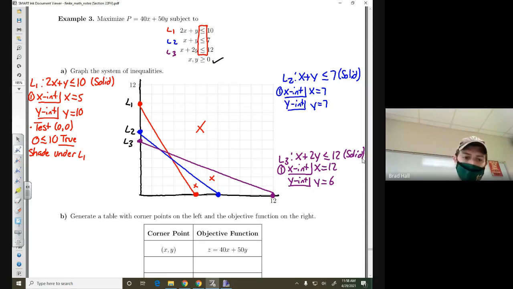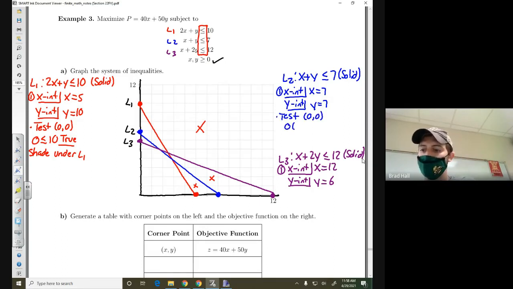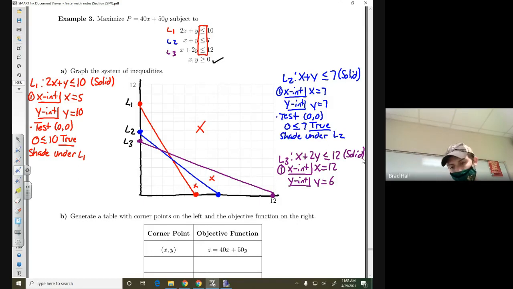All right, let's move on to the second line. Test (0, 0). We will end up getting that 0 is less than or equal to 7, which is true. So we shade under L2. So that leaves this region here, and this tiny region in between the blue and purple line up here.